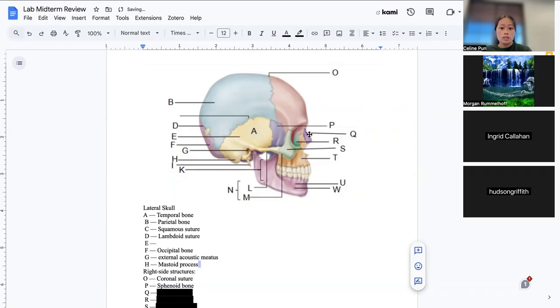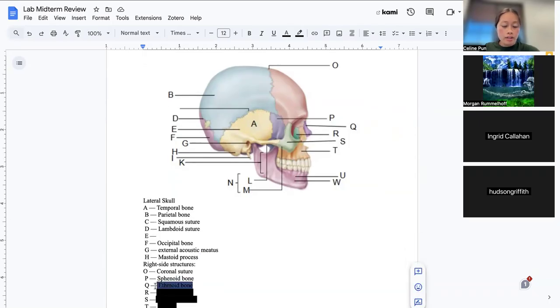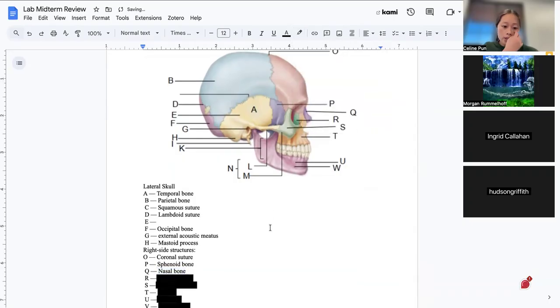What is this bone called for Q? Nasal bone. And what about R? I always remember, if you know the Spanish word for tears, that's how it helps me remember what R is, because that's where your tears come from. Yep, the lacrimal.